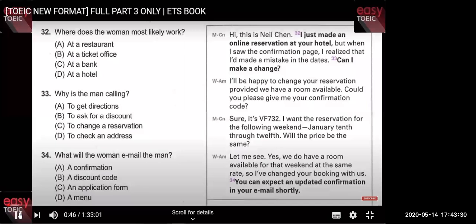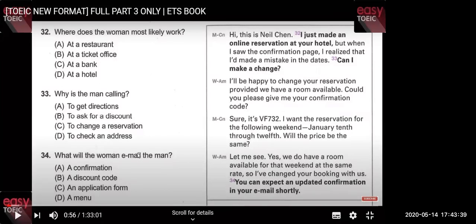Number 32. Where does the woman most likely work? Okay, so where do you think the woman works? At a hotel? At a hotel, yeah. Number 33. Why is the man calling? Okay, so what does the man want to do? To change your reservation. Yeah, good. To change your reservation.